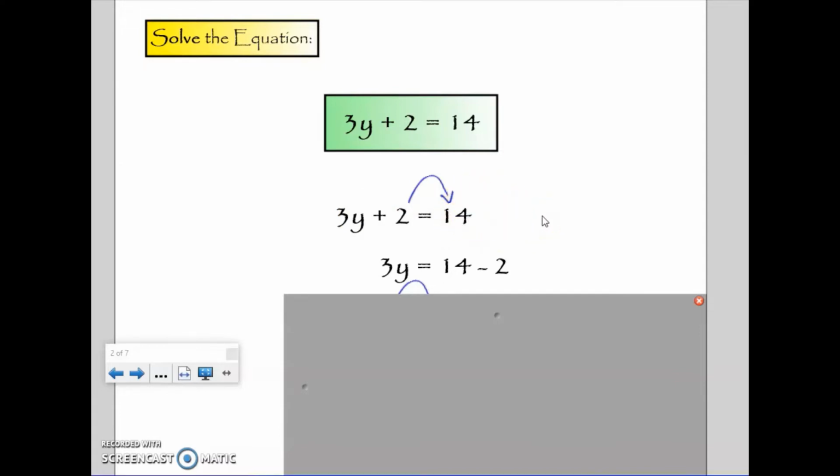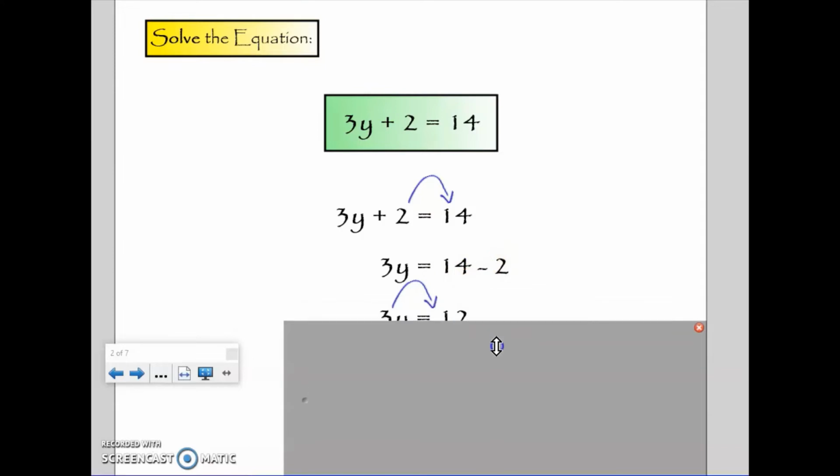Now we're left with 3y equals 14 minus 2. I'm just going to tidy this up here. 14 minus 2 we know is 12. So I've now got 3y equaling 12. This is now the second step of the two-step equation.